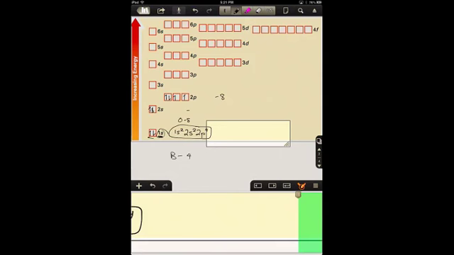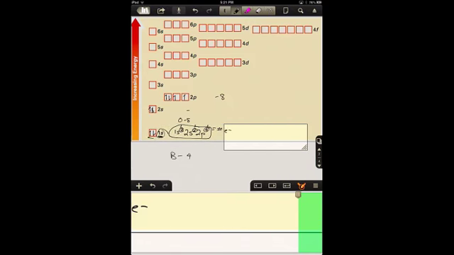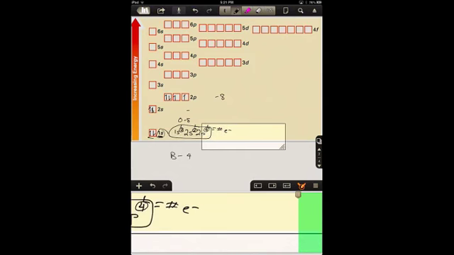Now notice, if you look at this, there are 2, 2, and 4 more is 8. These numbers here will always add up to be the total number of electrons that you have. Okay, it's always going to be that way.